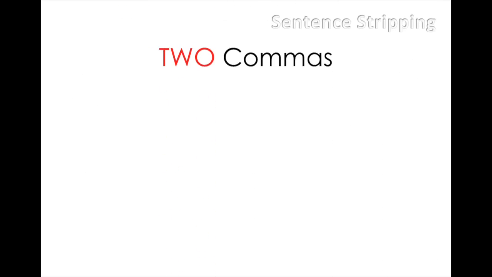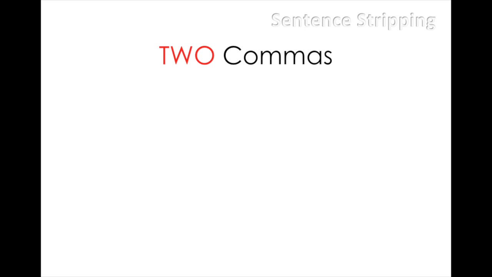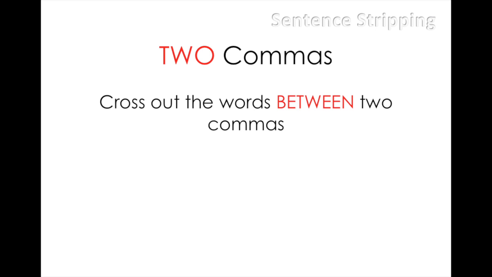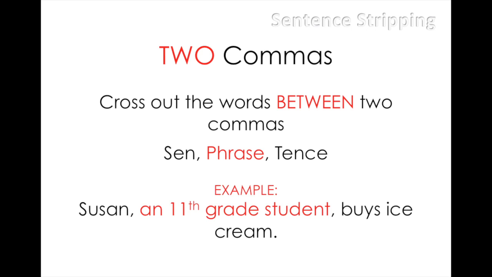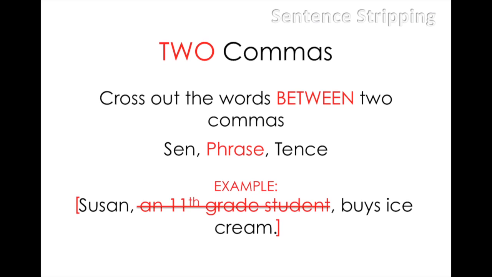If there are two commas in a sentence, the process becomes slightly easier. When you see two commas in a sentence, cross out the words between the two commas. This is what we like to call blanket commas. They blanket or surround the phrase. Susan, an 11th grade student, buys ice cream. By crossing out the middle words, you're once again left with a simple sentence, Susan buys ice cream.